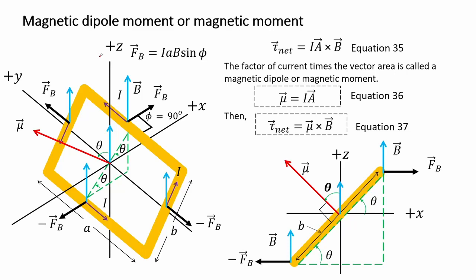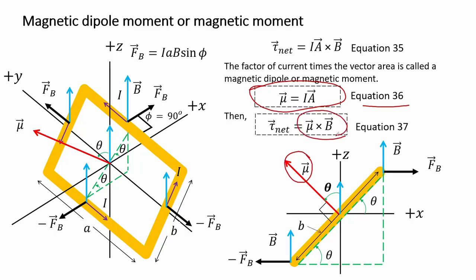The factor of current times the vector area is called a magnetic dipole or magnetic moment, shown in equation 36. This is synonymous to the electric moment. It is oriented in the same manner as the area vector, which is perpendicular to the plane of the conducting loop. Then we can write the torque expression in terms of the magnetic moment as shown in equation 37.